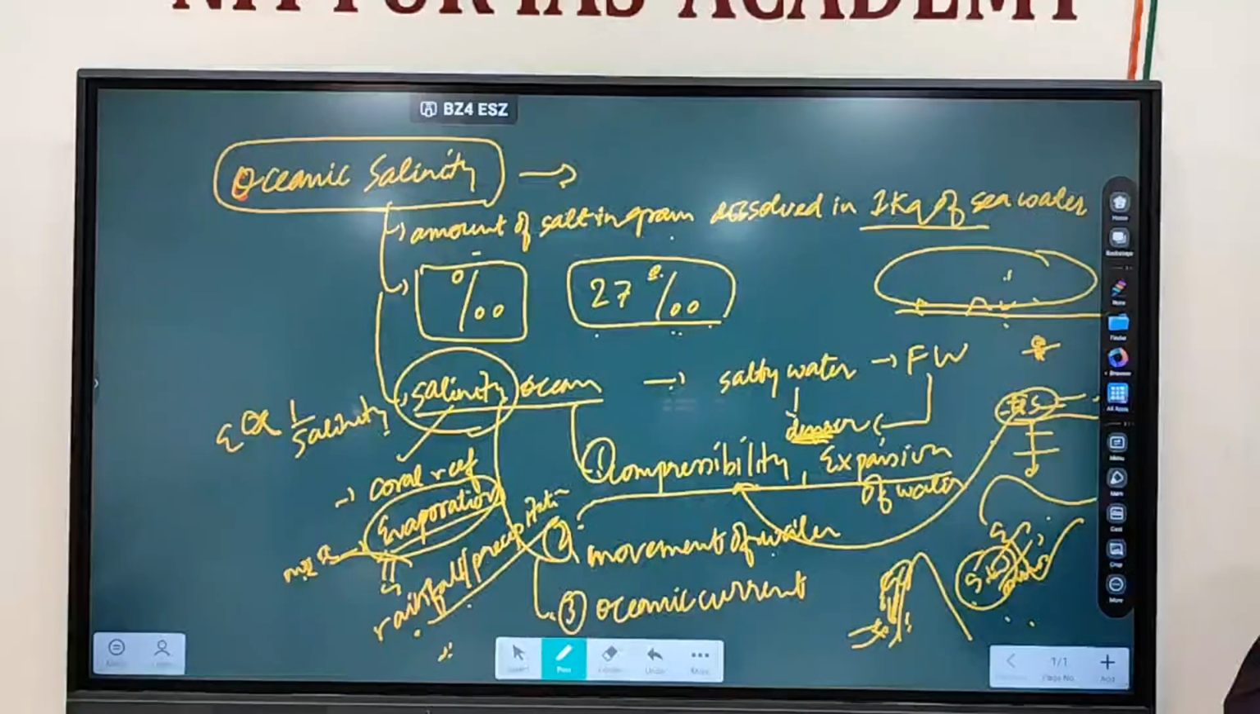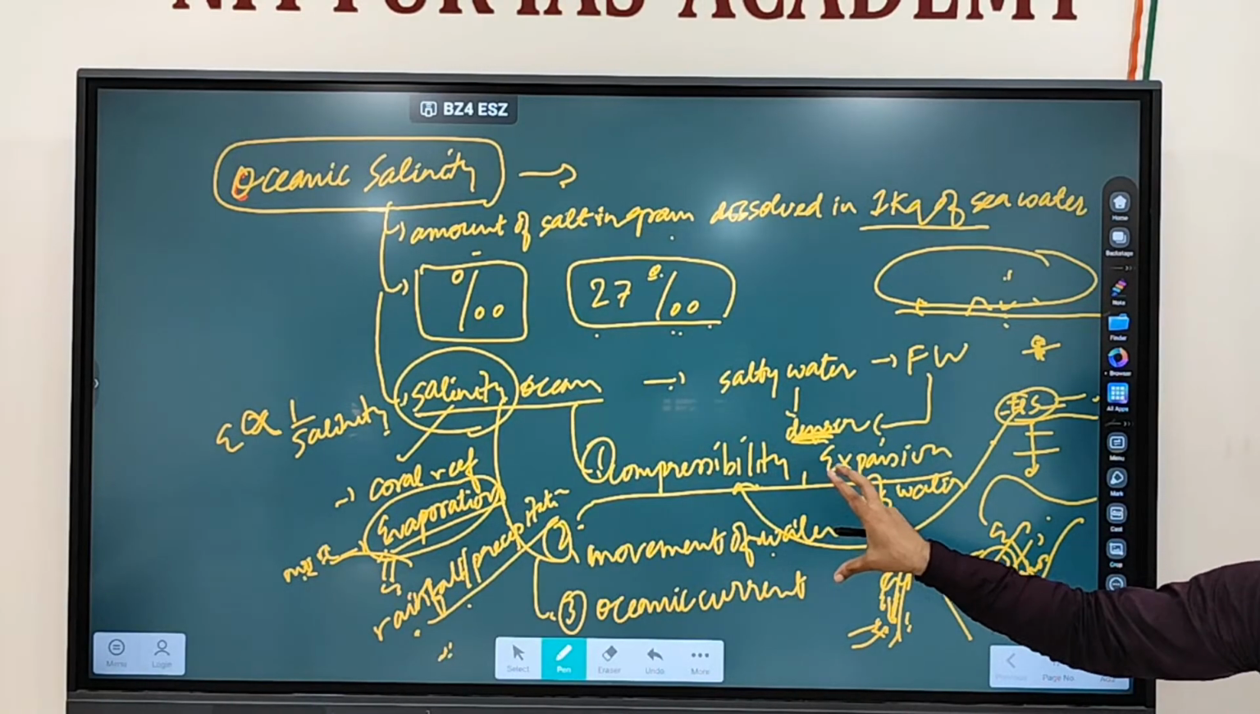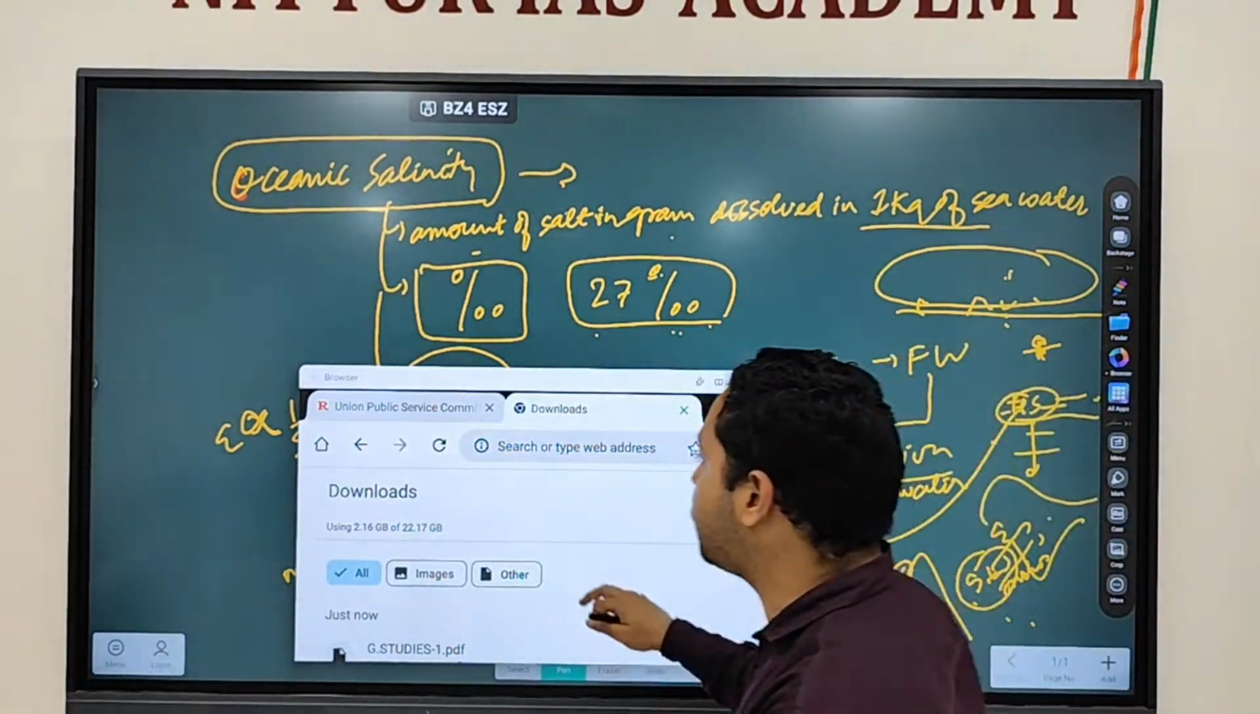Account for variation in salinity of different oceans. So you have to talk about the Pacific Ocean, the Indian Ocean, the Atlantic Ocean, different oceans you have to talk about. Fine. Any doubt? So that is why you have to keep this in mind. Multi-dimensional effect, that is there. Clear? Now in prelims, you will also see questions. Salinity questions have also been asked in prelims.